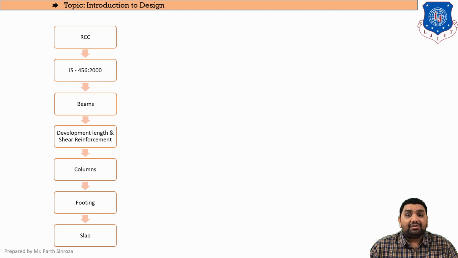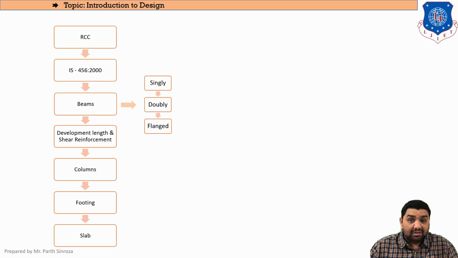Then the second structural member will be columns. Then we'll be moving on to footings and slabs. These are the basic structural members that we will be designing in the RCC part. As we move forward, the beams portion is again divided into three subtopics, or as per the syllabus, three chapters: singly reinforced beams, doubly reinforced beams, and flanged beams.